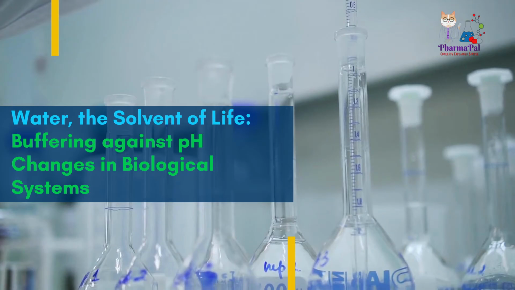Now, let's talk about buffers. A buffer system consists of a weak acid, the proton donor, and its conjugate base, the proton acceptor. When small amounts of acid or base are added to the system, the buffer resists changes in pH.